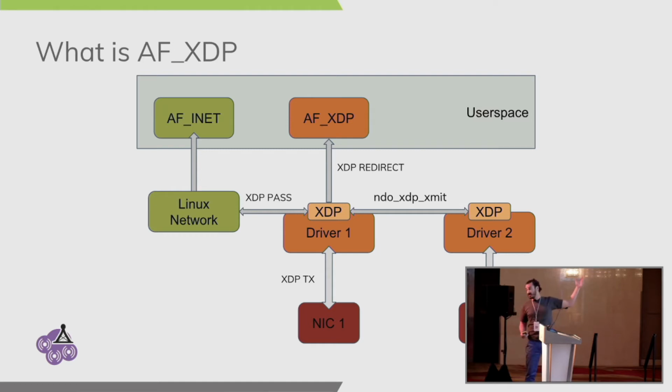Now, the killer feature is that this is eBPF programmable, so you can choose which packets to forward to user space, you can choose which packets you need to drop or redirect to the user space, and you don't need any proprietary SDK or user space SDK. You just get the kernel, and if it's supported by your driver, you're good to go.